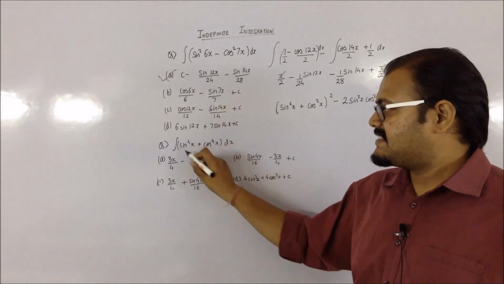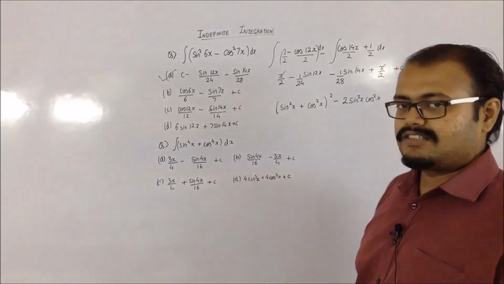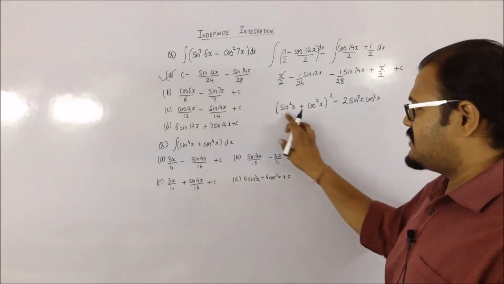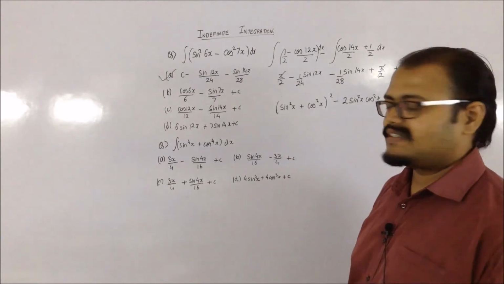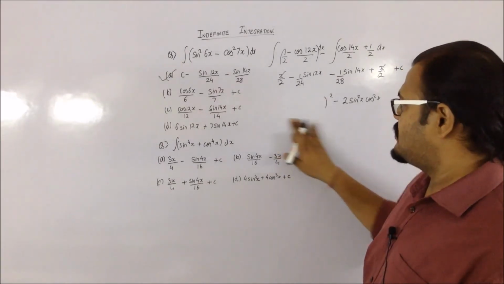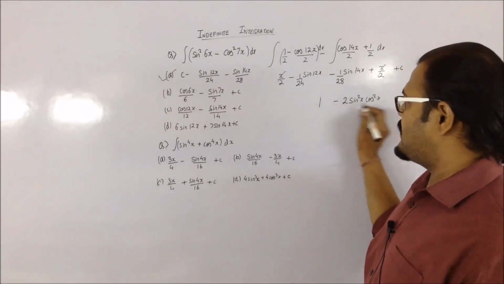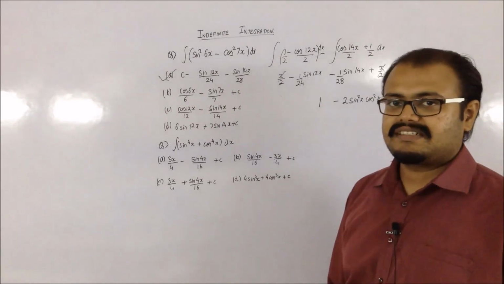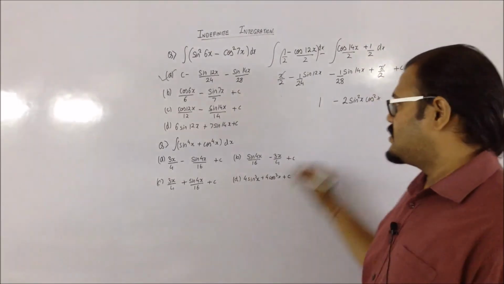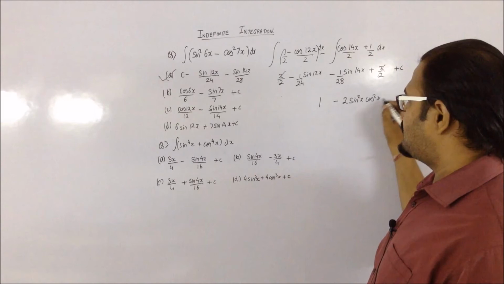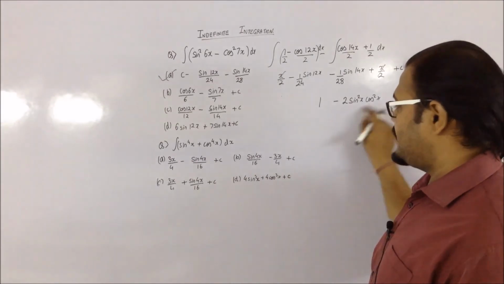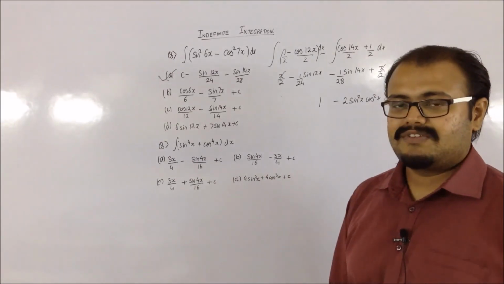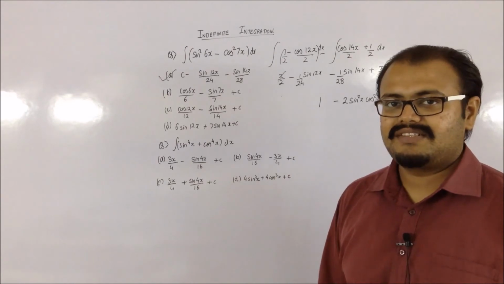So you are representing this term as these two terms, because I know that sine square x plus cos square x is nothing but 1. So you will be having this thing as 1 minus 2 sine square x cos square x. Now what you can do is you have to find the integral of this. So again you are having this square term over here, so you have to try to reduce it.